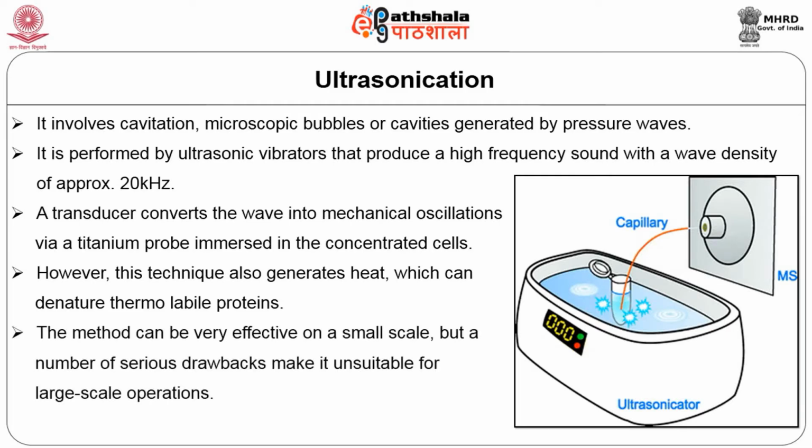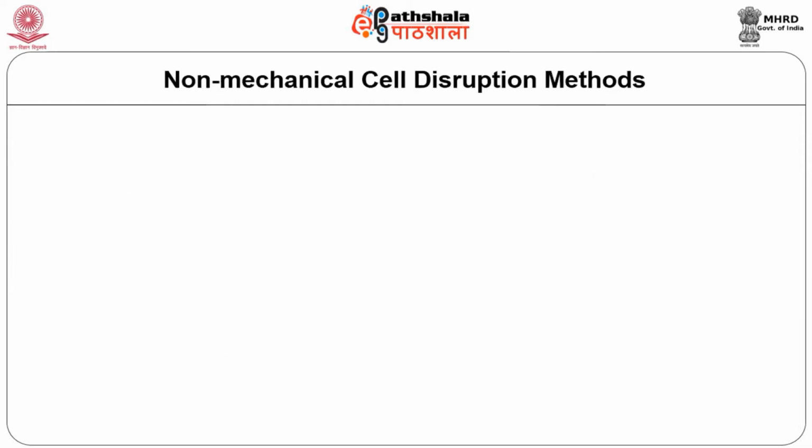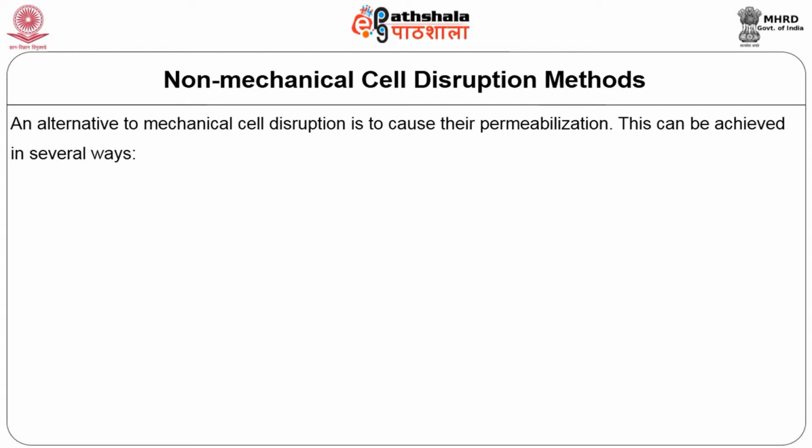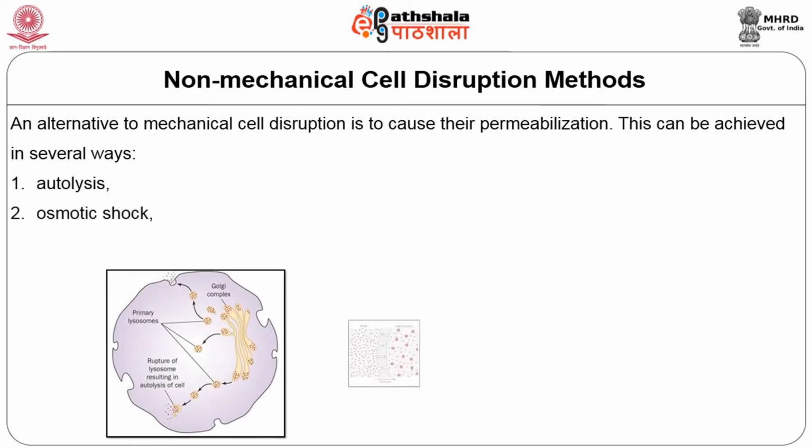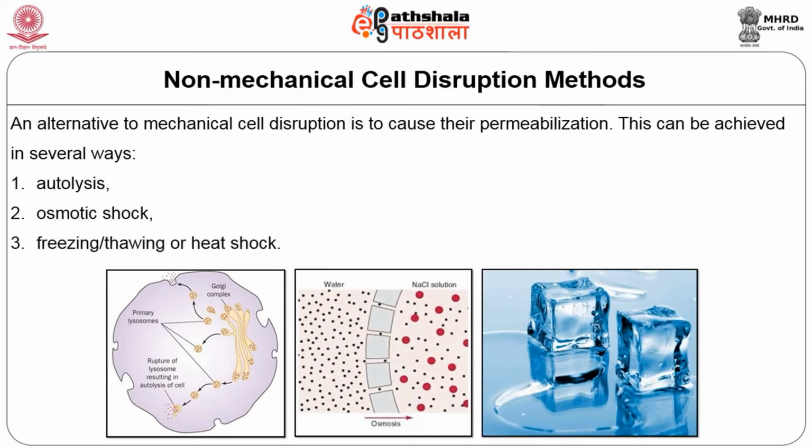The method can be very effective on a small scale, but a number of serious drawbacks make it unsuitable for large scale operations. Now, we come to the non-mechanical cell disruption methods. An alternative to mechanical cell disruption is to cause their permeabilization. This can be achieved in several ways: autolysis, osmotic shock, freezing and thawing, or heat shock.